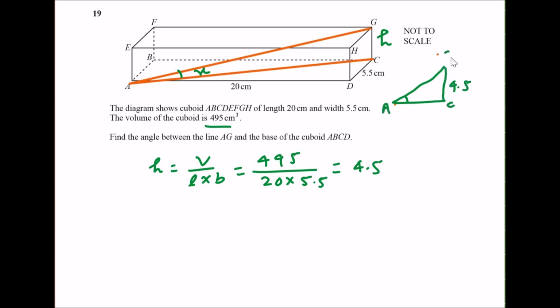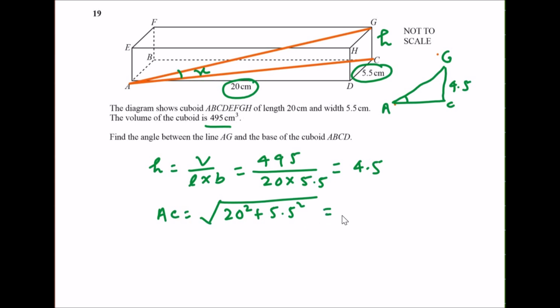This is A, this is C, this is G. AC we have to find out. You can see here AC is the diagonal of the base rectangle. So how can we find it? We can apply the Pythagoras theorem. These two sides are known. So AC is equal to root under 20 squared plus 5.5 squared. That is 20.742.